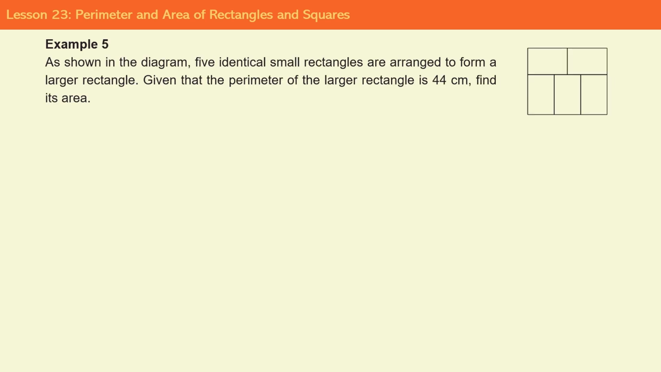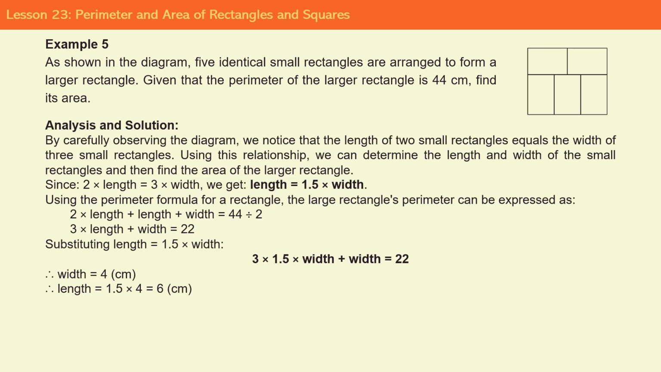Example 5. As shown in the diagram, 5 identical small rectangles are arranged to form a larger rectangle. Given that the perimeter of the larger rectangle is 44 centimeters, find its area. By carefully observing the diagram, we notice that the length of 2 small rectangles equals the width of 3 small rectangles. Using this relationship, we can determine the length and width of the small rectangles and then find the area of the larger rectangle. Since 2 times length equals 3 times width, we get length equals 1.5 times width.